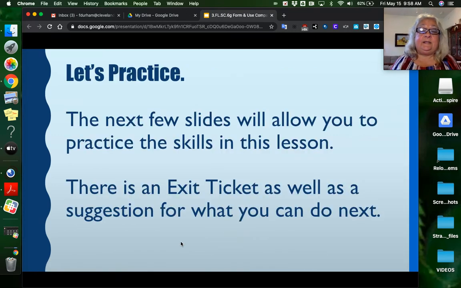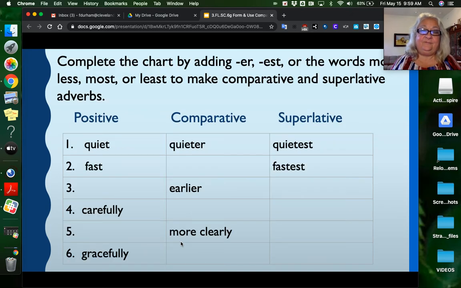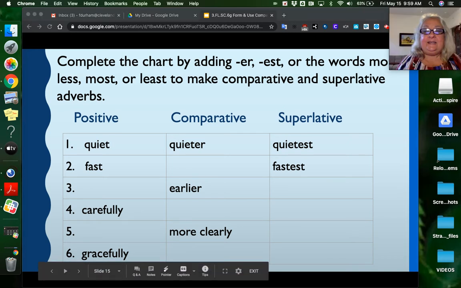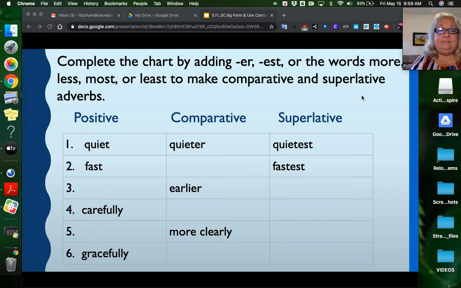The next few slides will allow you to practice the skills in this lesson. There's an exit ticket as well as a suggestion for what you can do next. Complete the chart by adding ER, EST, or the words more, less, most, or least to make comparative and superlative adverbs. The first one is done for you. Quiet, quieter, quietest.